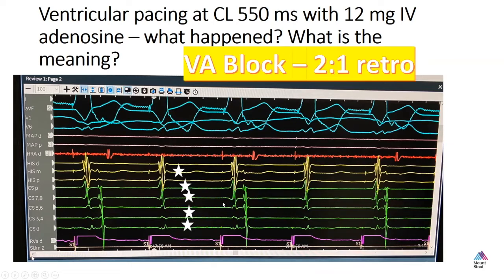So what would that tell you? We usually do this fairly early in the electrophysiology study. So if you saw this, what would this tell you in regards to the likelihood of having an accessory pathway mediated tachycardia? Well, because adenosine does not block in an accessory pathway, there is no accessory pathway. That's right. Because we're seeing VA block with adenosine, that is very suggestive of the fact that the patient has no accessory pathway.